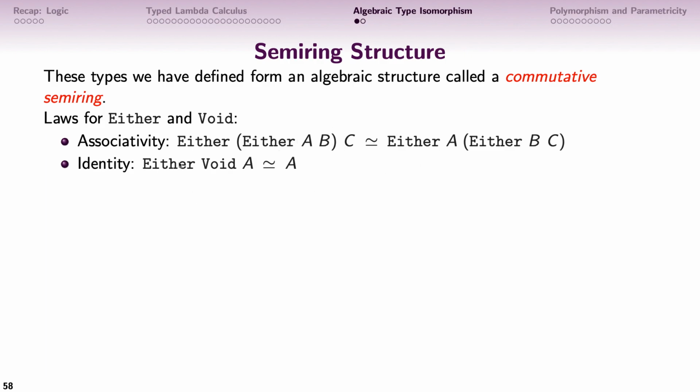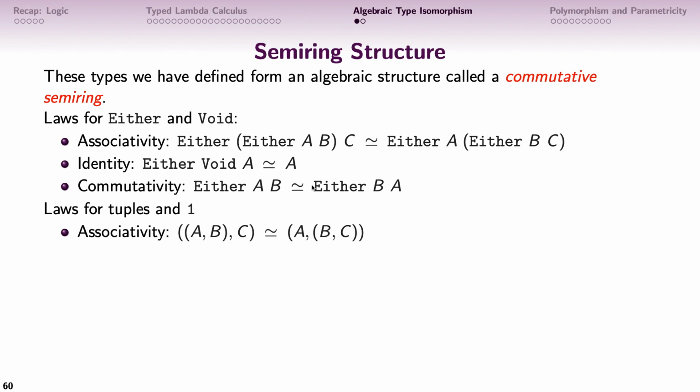Similarly here, if I have false or A, that's the same thing as A, right? And similarly, you can imagine that either empty type or a value of type A is the same thing as just the value of type A in some sense. Commutativity: I can swap the left and right of the either and it still works, right? And similarly, these are logically equivalent. A or B is the same thing as B or A.